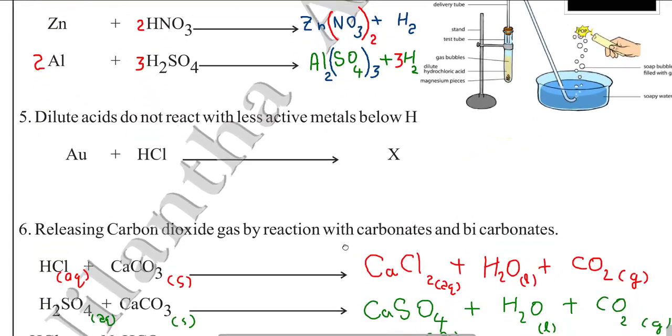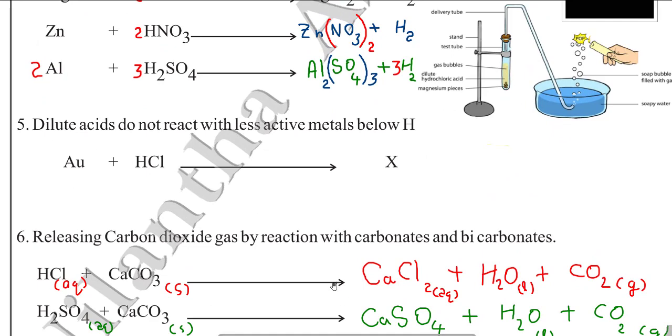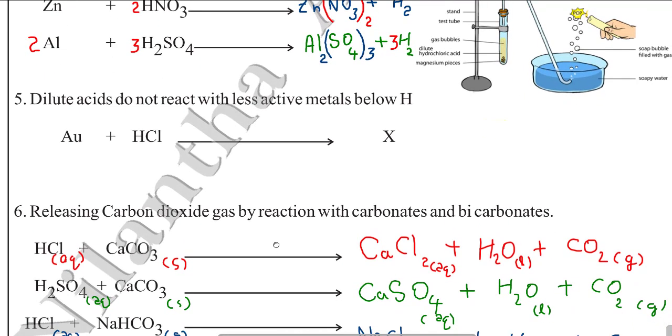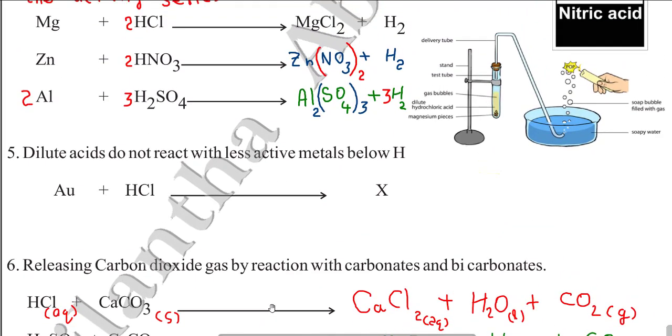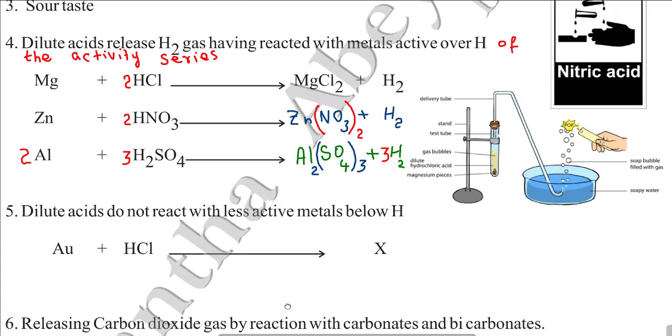Right? You can find the less active metals, children, right? In the activity series. Gold, like metals, not reacting with hydrogen. Au gold with HCl, no reaction. Dilute acids do not react with the less active metals below hydrogen. In the activity series, you write hydrogen. In the activity series, here also you can write with me. Hydrogen. Activity series.